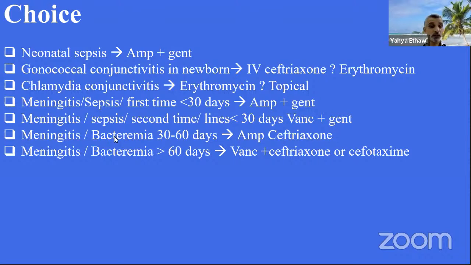When you have meningitis or bacteremia at 30 to 60 days, consider ceftriaxone, for two reasons, because you might have more gram-negative than gram-positive. You have fewer GPS. When you have meningitis or bacteremia at more than 60 days, vancomycin with either ceftriaxone or cefotaxime. Don't use ceftriaxone in a neonate, especially with jaundice.